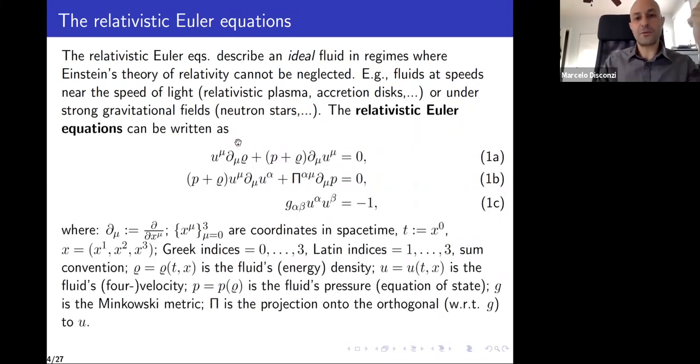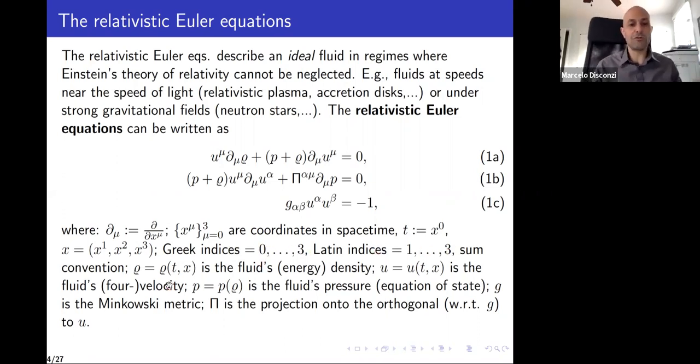So the relativistic Euler equations are written here, and I'm going to explain what all those symbols mean. Partial mu is simply an abbreviation for the derivative with respect to x mu, with mu from 0 to 3. These are coordinates in space-time. And I'm using the standard convention in relativity that the x0 coordinate is singled out as the time coordinate. And then simply x denotes the spatial coordinates. Greek indices always vary from 0 to 3, and Latin indices always vary from 1 to 3.